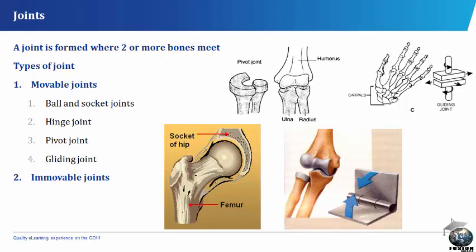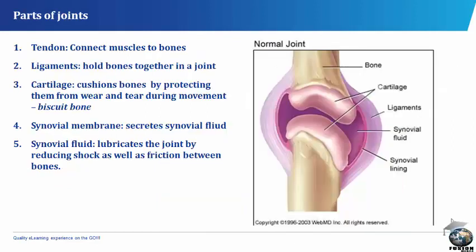The parts of the joints. The parts of the joints include: 1. Tendon. 2. Ligaments. 3. Cartilage. 4. Synovial membrane. 5. Synovial fluid.